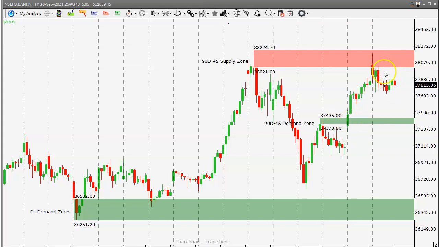If the price opens in between 38,000 and 37,500, within this 500 points, if the Bank Nifty opens, then we'll wait until the price comes to around 37,435 or 450 kind of levels. Then we can go for a long entry and keep a stop loss around 37,350. If the price comes here, it will bounce and it may test 37,800 kind of levels again. Then we can take out our profits.